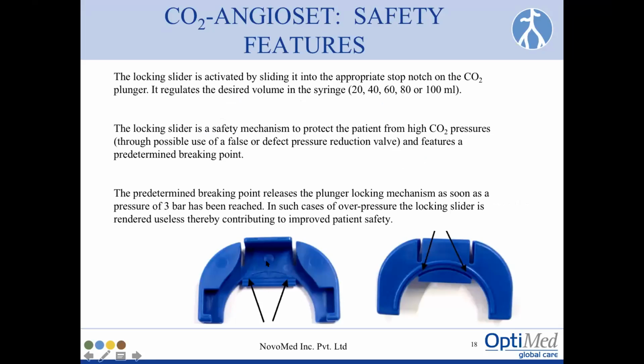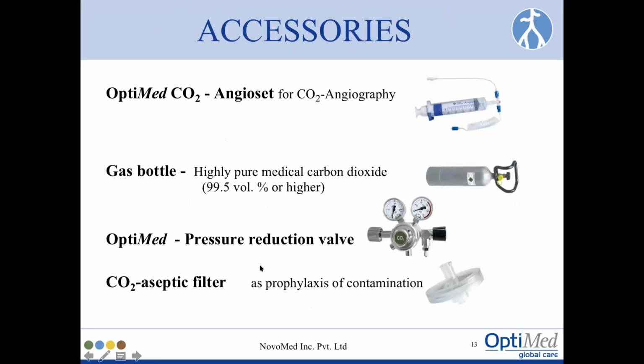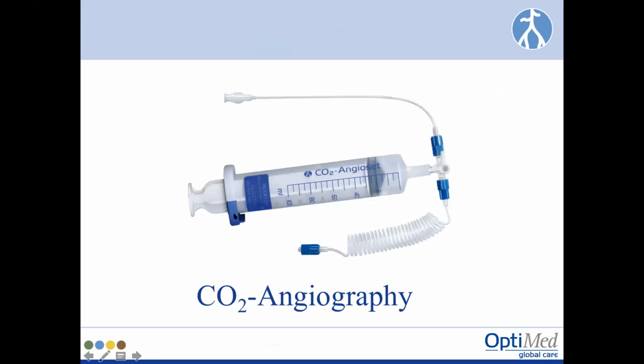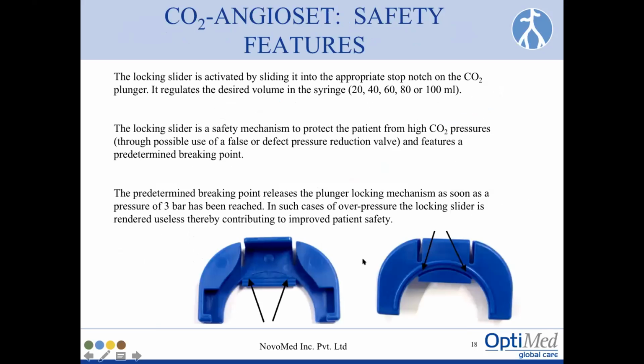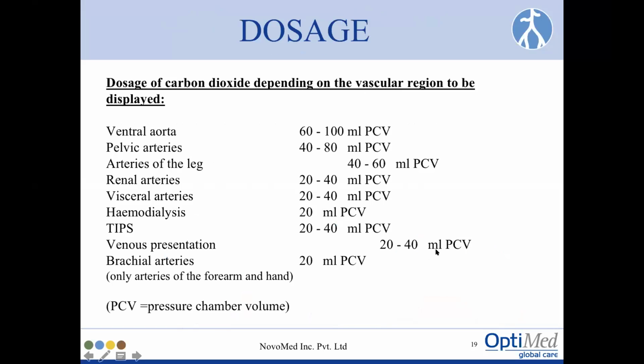This is the lock. The blue thing you see here at the end of the syringe is a lock which you can fix manually to decide how much gas you need to take in. It also has a safety feature that beyond a certain pressure in the syringe, the valve just opens up and allows the gas to escape out of the syringe rather than into the patient. That is an extremely safe feature of this simple-looking syringe. How much gas can you inject?